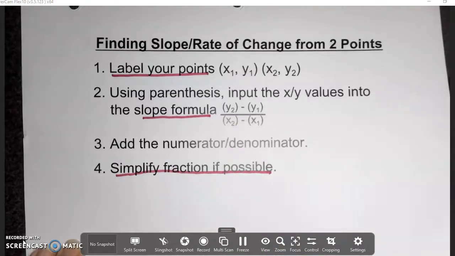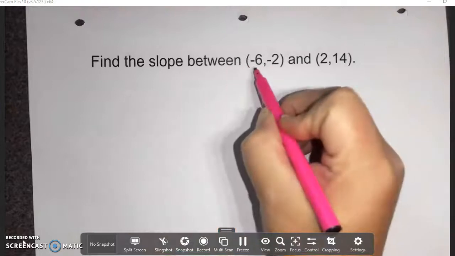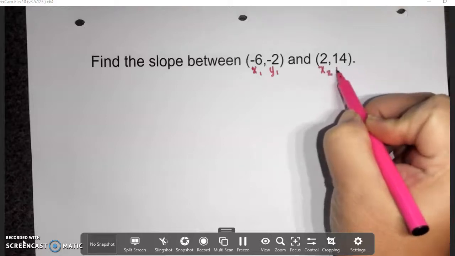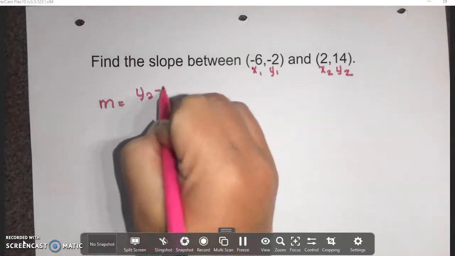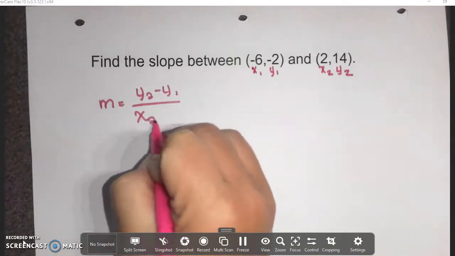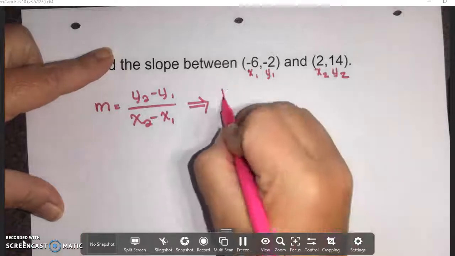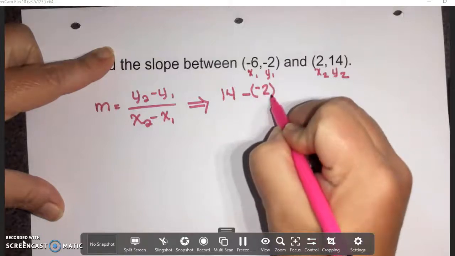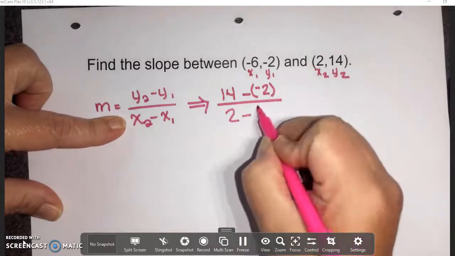Okay? So let's look at an example. Find the slope between -6, -2, and 2, 14. So let's label first x1, y1, x2, y2. Our slope formula is y2 minus y1 over x2 minus x1. Now we're just going to fill in y2 minus y1. This is where you want to make sure you put in parentheses. Over x2 minus x1.